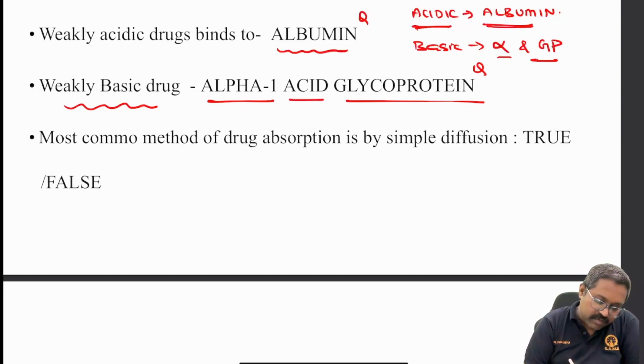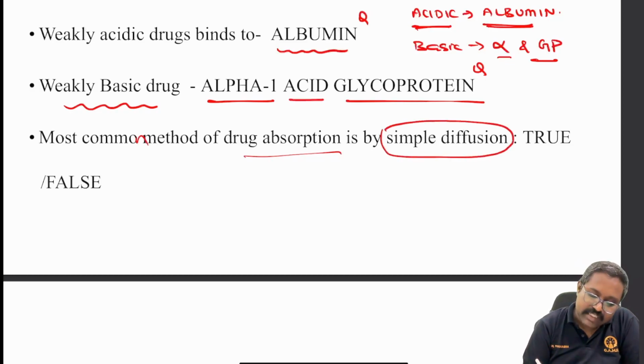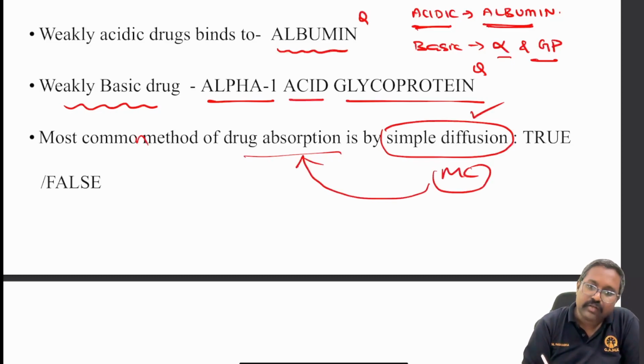So next, which is the most common method of drug absorption? The most common method through which the drug will be absorbed is simple diffusion. Please remember, simple diffusion is the most common route through which absorption will occur.